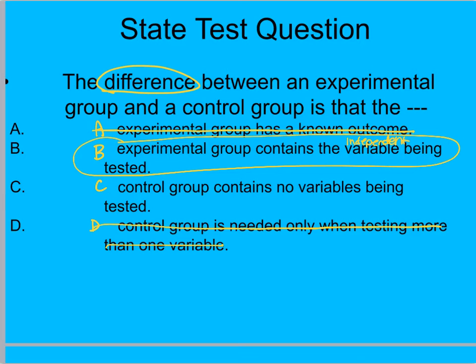Now, the control group does contain no variables being tested. This is a true statement, but it does not give me the difference. It doesn't tell me what the other group has.